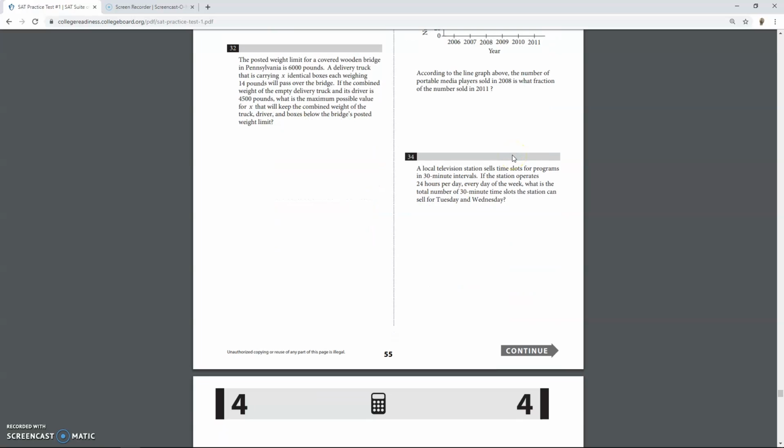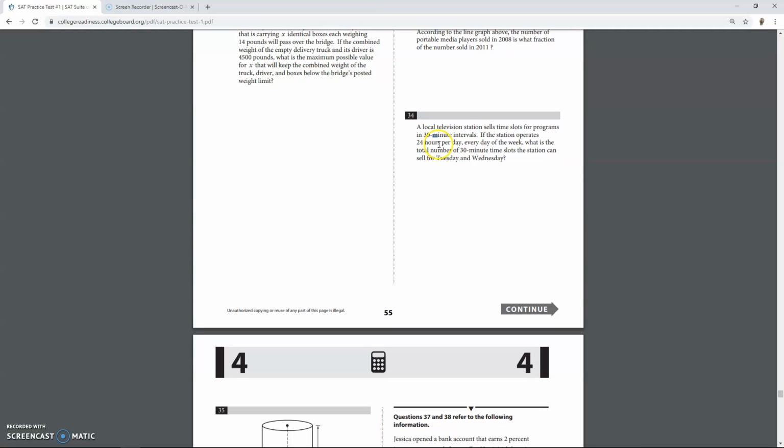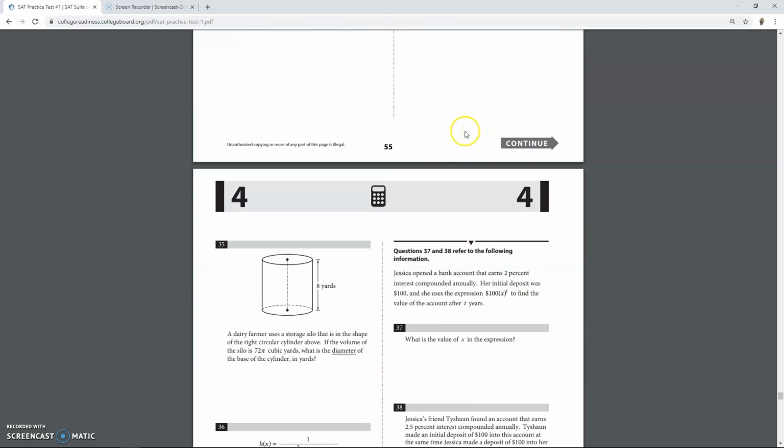For 34, it asks for 30-minute intervals and the total number of 30-minute time slots the station can sell for Tuesday and Wednesday. So for Tuesday and Wednesday, there are 2 days, times 24, which is 48 hours. For every hour, there are 60 minutes, 30 minutes each, which means each hour there will be 2 slots. So we use 48 times 2, which is 96 slots in total.